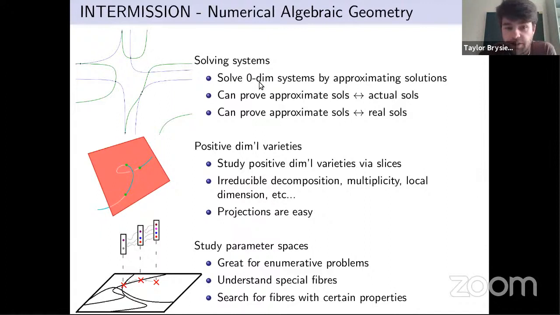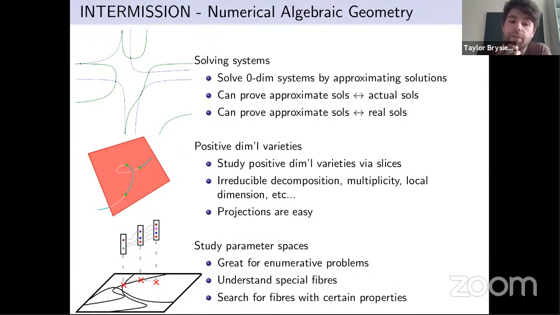But other than zero-dimensional systems, it can study positive dimensional systems. All you do is you keep on slicing the variety until you have finitely many points. And then you use those points as a kind of witness for the variety, and you can extract information about this positive dimensional stuff from these intersection points. You can compute irreducible decompositions, multiplicity of components, local dimensions, etc. If you know what these things are, great. If you don't, that's okay.